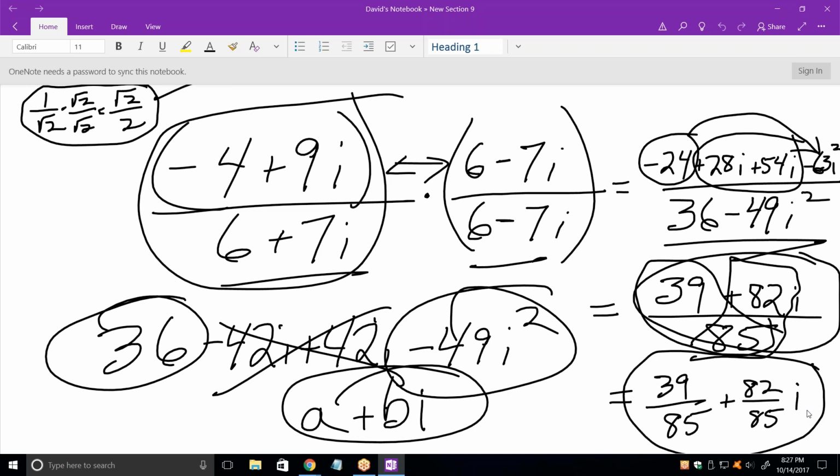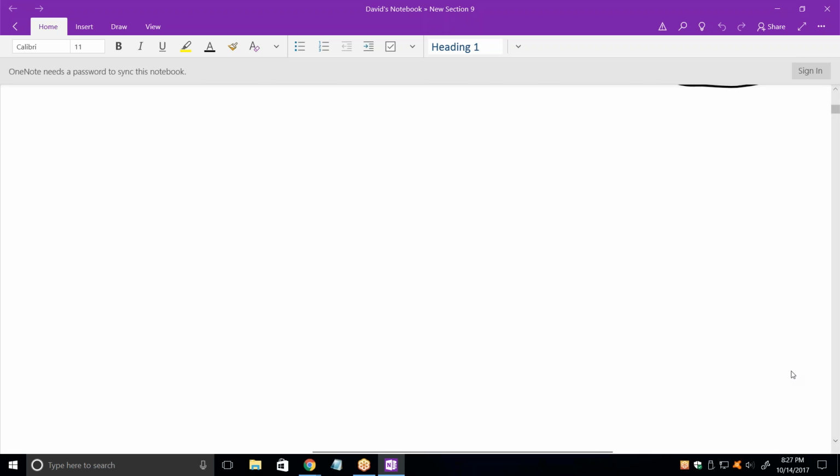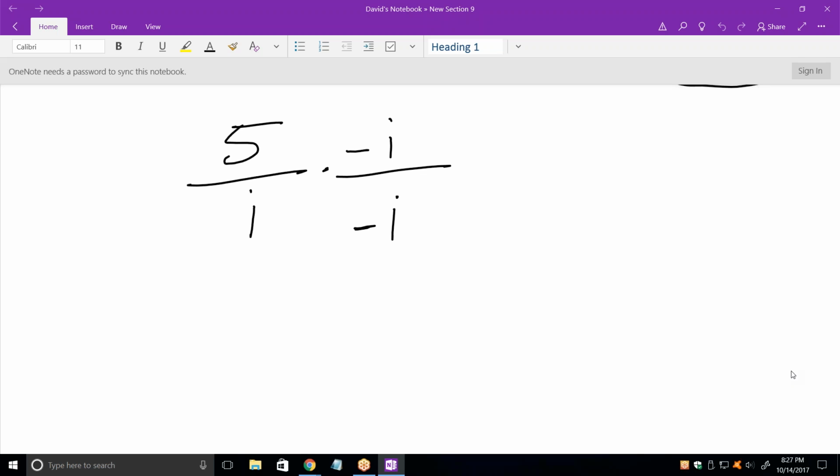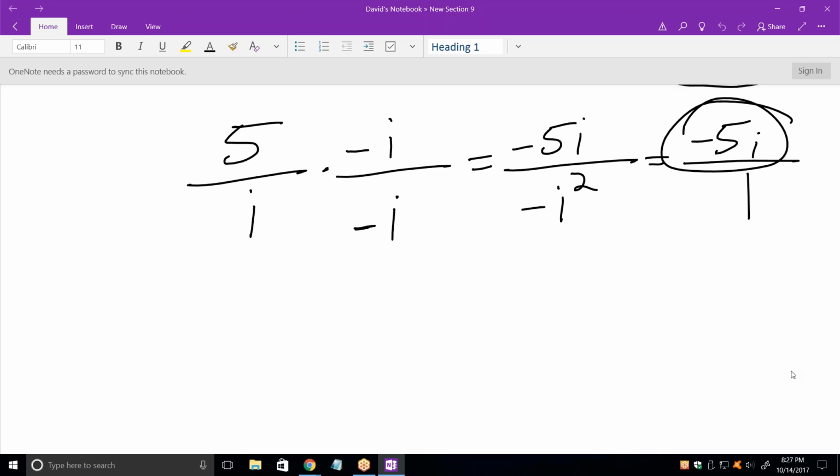Now, let me just test you. Let me give you a little bit of a strange one. Would you multiply it by i over i? Well, that actually works. But if you were multiplying by the conjugate, you'd multiply by minus i over minus i. That's right. And the reason that works a little bit better is because that puts minus i squared in the bottom, which is 1. And the top becomes minus 5i. So the answer becomes minus 5i.